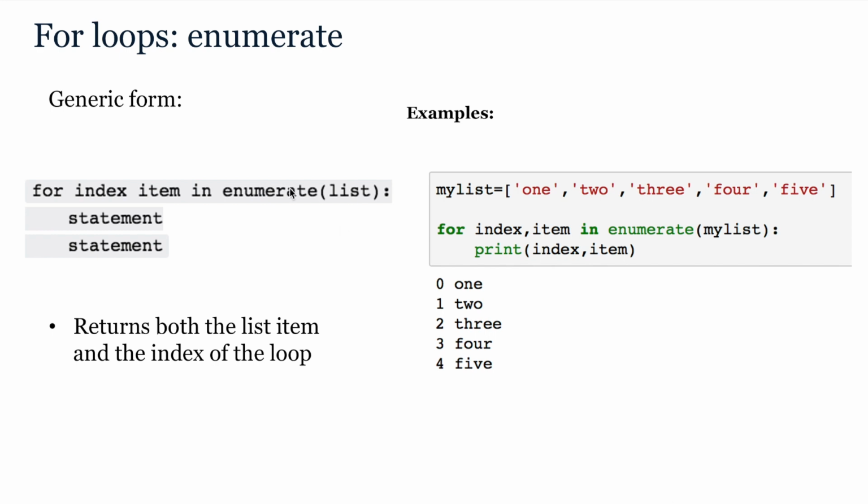Sometimes you need to use both the list item and the index of the loop, and you can do that with the function enumerate, which will give you first the index and then the list item. So here you can see them printed out for this list, giving us 0, 1, all the way to index 4, printing out the number 5.